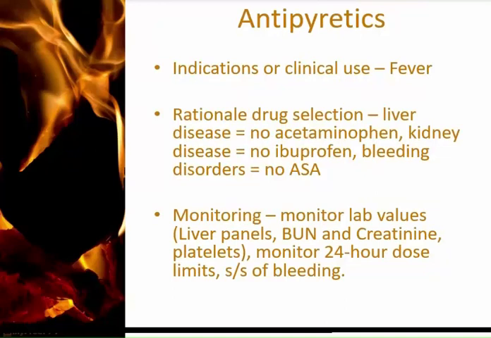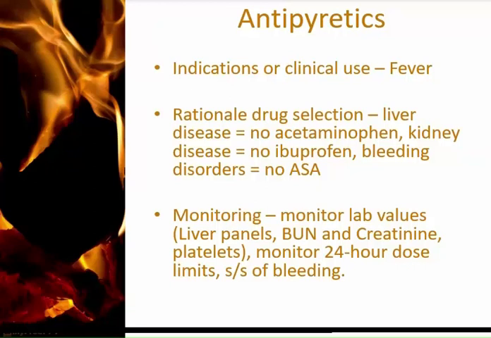Some of the clinical indications would be fever. For rational drug selection, we always need to remember that when we have liver disease, not to consider acetaminophen. When we have kidney disease, not to consider ibuprofen. And if we have any bleeding disorders, never to consider ASA.